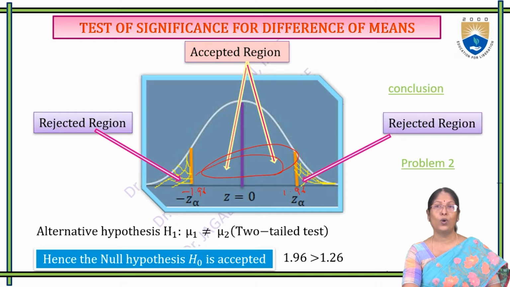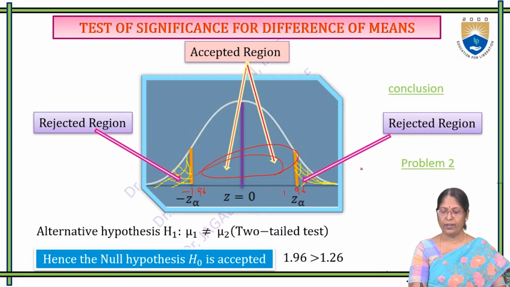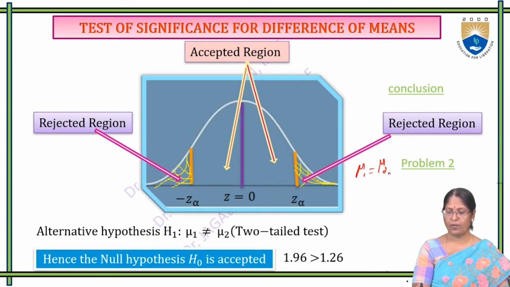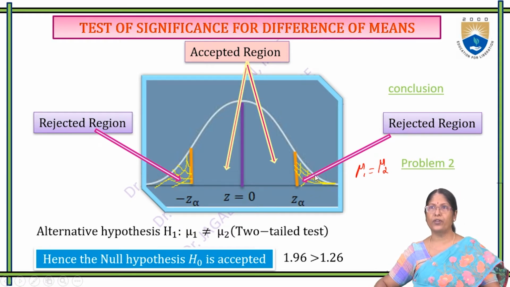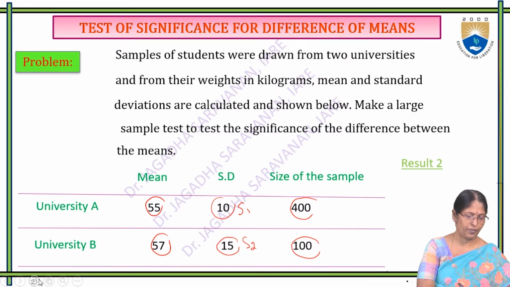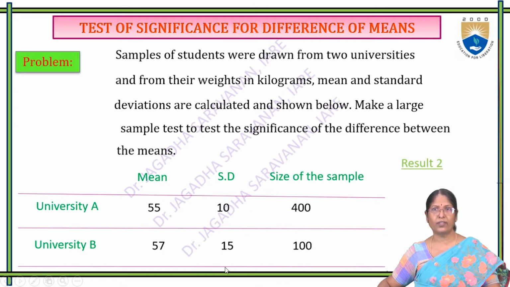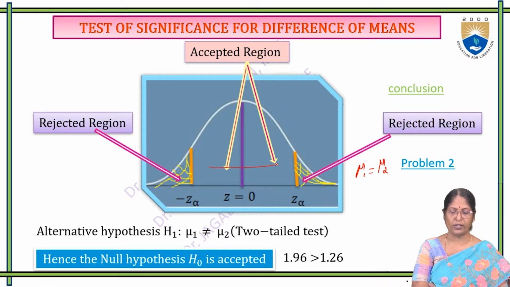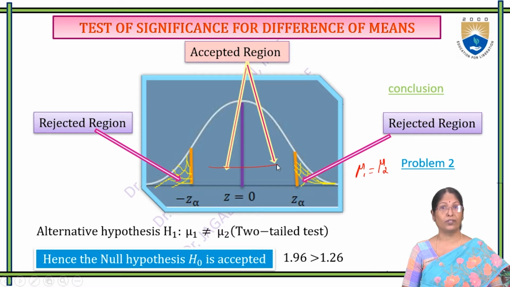That means the null hypothesis we defined, H naught: mu1 equal to mu2, is accepted. So we can see the question once again. This is the question. What is the reason? We selected the test statistic with S1 square, S2 square because the sample standard deviation is given, and the tabulated value is greater than the calculated value. So it falls in the accepted region. So now the defined null hypothesis is accepted.